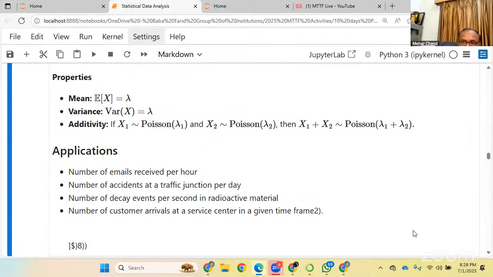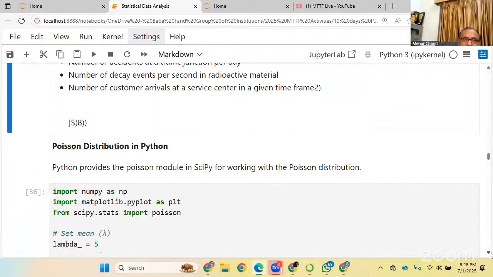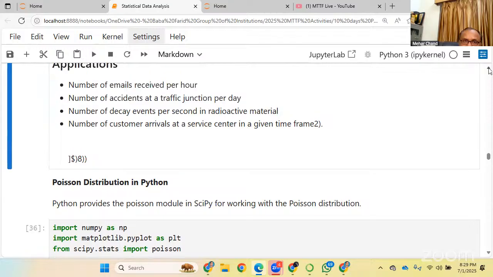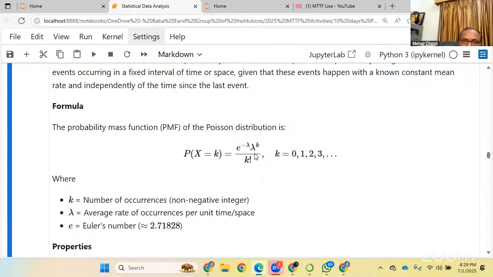These are some examples which you can see, and here we are using SciPy. Python provides a Poisson module in SciPy for working with the Poisson distribution. And again, it is quite simple to use. You just have to keep in mind the formula which we have discussed here. This expression is very important, and the constant values, like e, and the values of lambda and k are required.